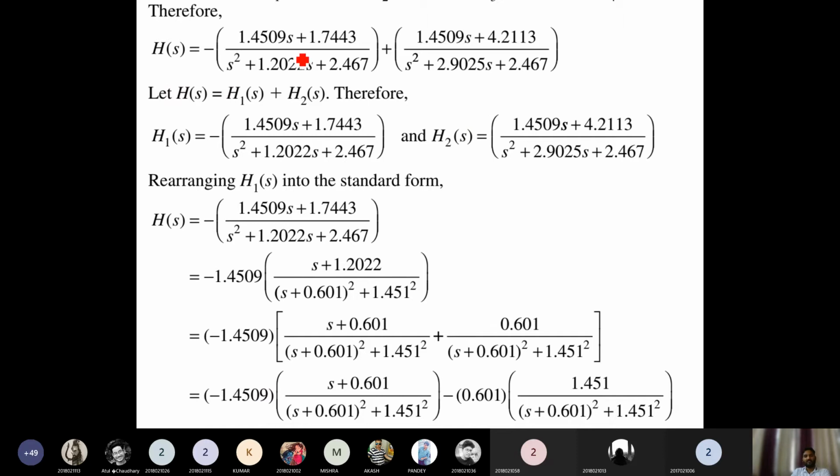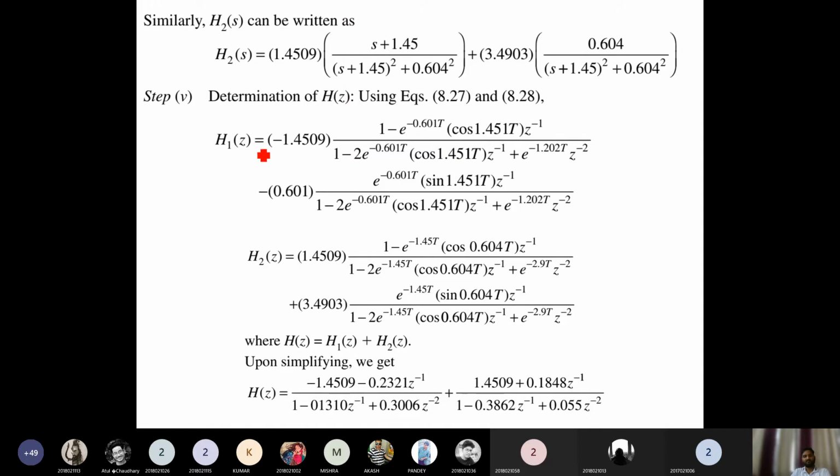After separating it out, this has become H1(s). For simplification, we have considered this as a separate one, and this as a separate one. After converting this into different partial fractions, we will be replacing it in the impulse invariance method to make a similar arrangement. Once this replacement is done, it has become in terms of (s plus a) whole square plus b square, and in the numerator s plus a. If this type of structure is there, we will directly convert it into the formula.